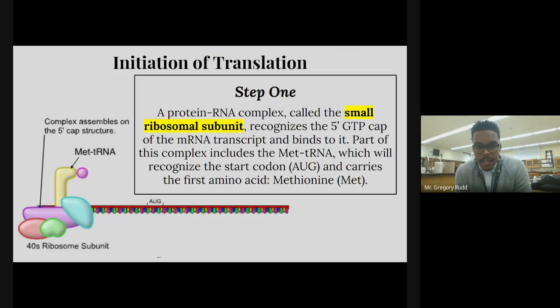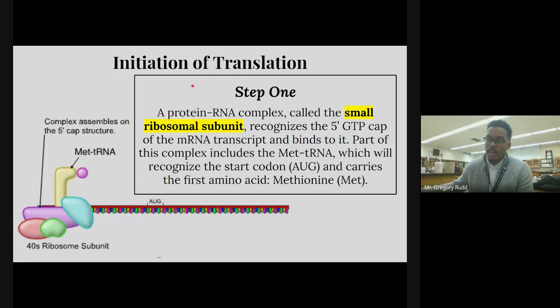Part of that complex includes what's called the MET tRNA. It's called the MET tRNA because MET is an amino acid, methionine. And methionine is going to be the very first amino acid. This tRNA recognizes the start codon, AUG. And because of this, it brings with it the very first amino acid.